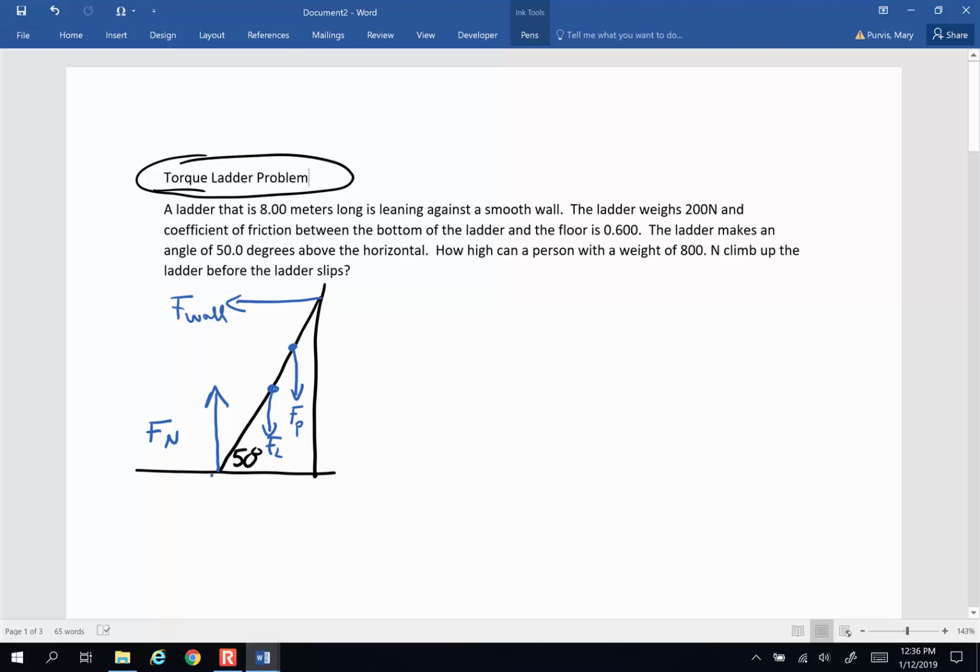So let's take a look at what's going to happen. Which direction is the ladder going to tend to slip? Well, it's going to tend to slip that way. Because of that, friction opposes motion, so the force of friction will be in this direction.